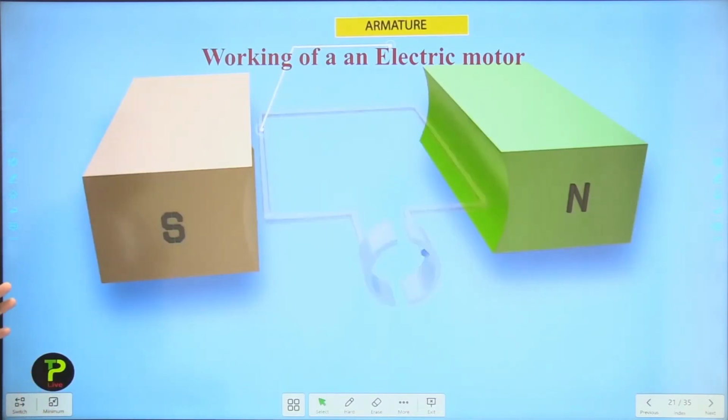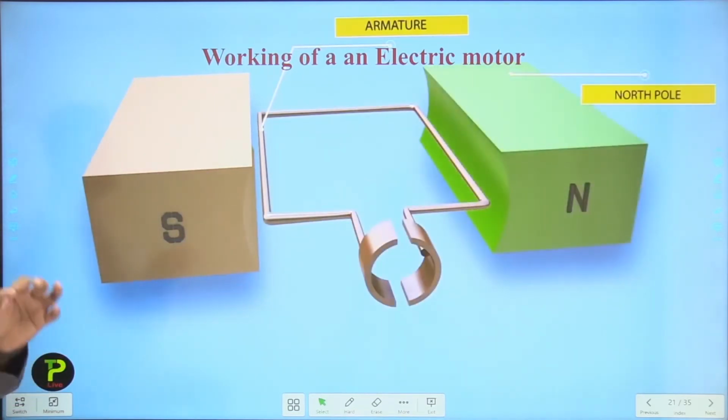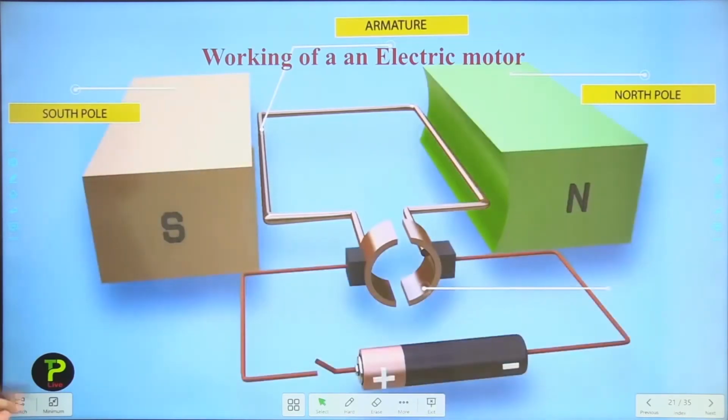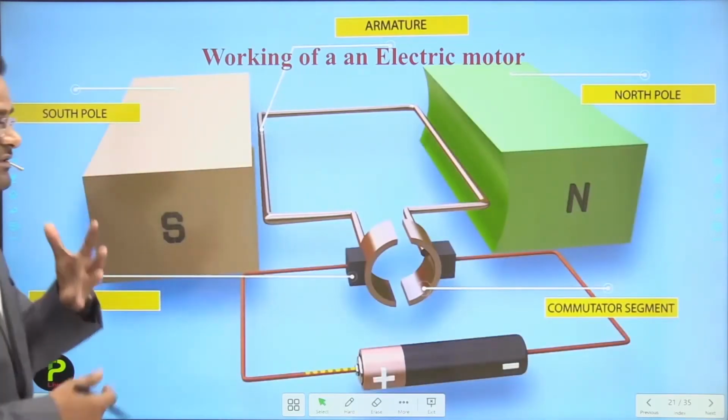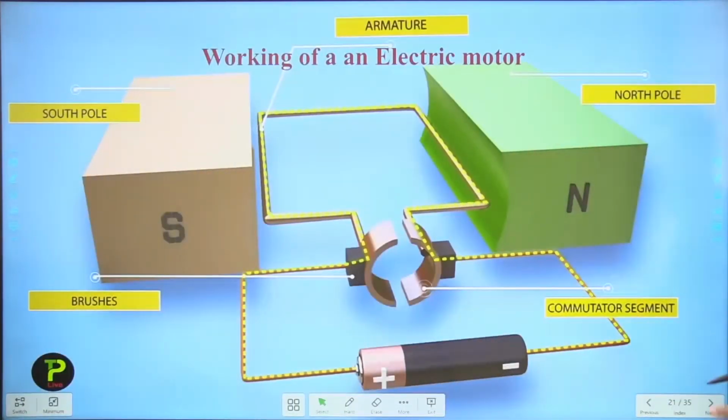So everything will be explained one by one. That part is called the armature, and that one is a south pole, the second one is a north pole, and the commutator segment. All things will be explained one by one. Okay, guys, let's see carefully.